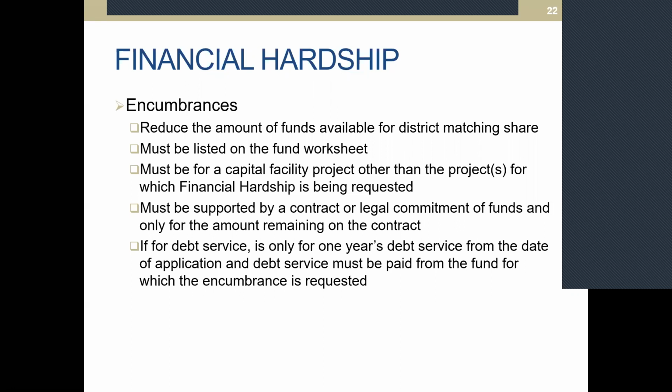They must be for a capital facility project other than the projects for which financial hardship is being requested. And that bullet just basically means that you cannot request an encumbrance for a project that you'll be receiving SFP funding for. The encumbrance must be supported by a contract or legal commitment of funds, and only for the amount remaining on the contract. It can also be for debt service, but if it is for a debt service, then the encumbrance can only be for 1 year of the debt service from the date of application, and the debt service must be paid from the fund for which the encumbrance is being requested.